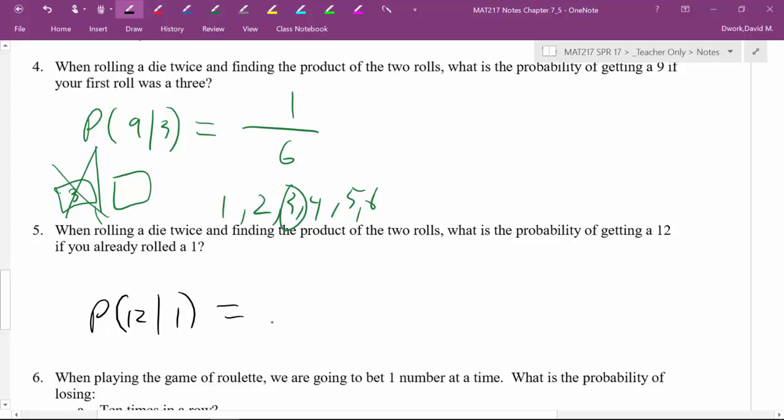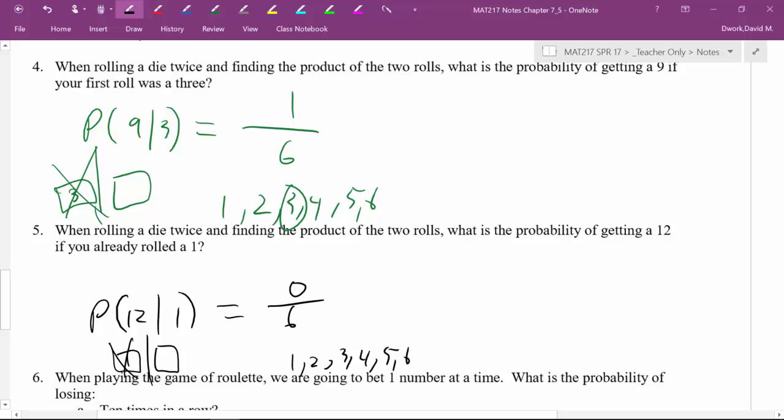Again, same situation. I've already rolled a 1, so that's already set in stone. That's done. There's one more dice roll to go, and it has 6 possible outcomes. And how many of those would result in me getting a product of 12? Well, because I've already rolled a 1 on my first die, we're going to say to ourselves, 1 times which of these numbers makes 12? None of them. So therefore, it's 0.